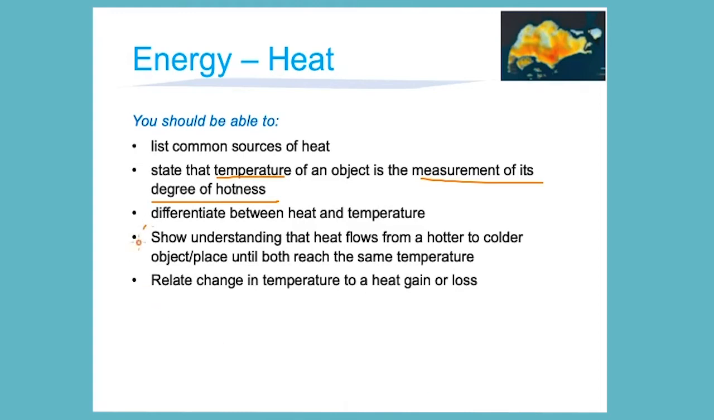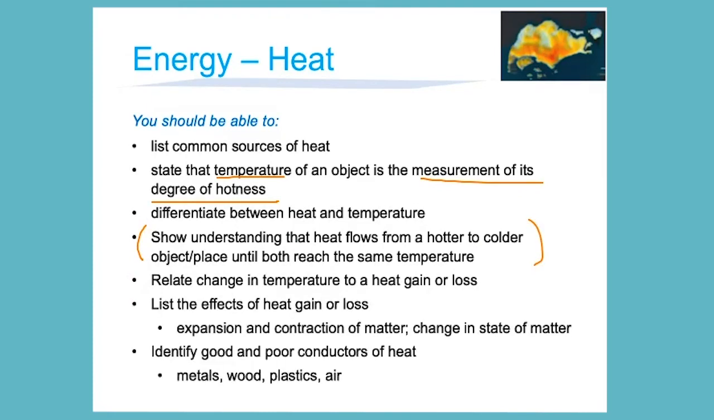So if we know that heat always flows from a hotter to colder place, we know that when an object gains heat, it will expand. When an object loses heat, it will contract. We don't say they shrink. Okay, so it's expansion and contraction.